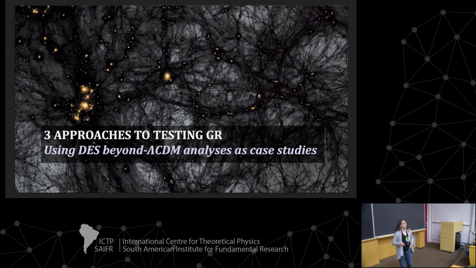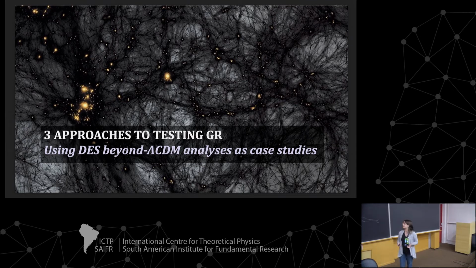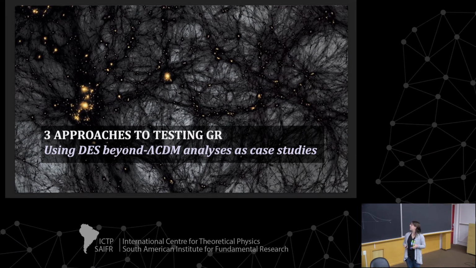Okay, so that's the setup. That's sort of the general overview of what we're doing when we do this galaxy clustering and weak lensing analysis. Now, let's use that to test our understanding of gravity.